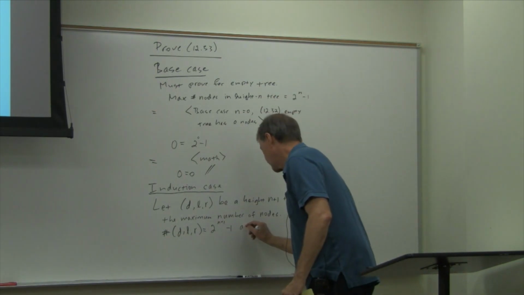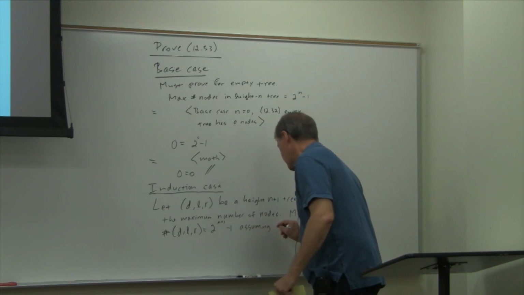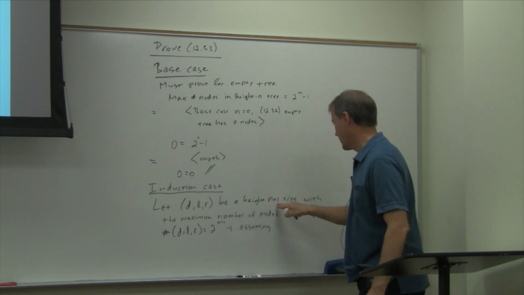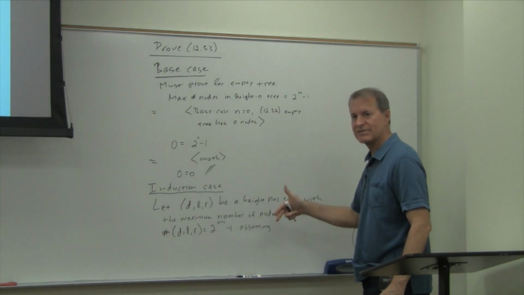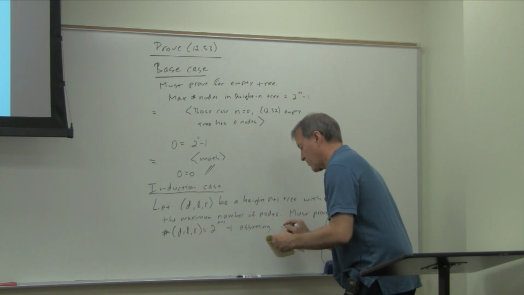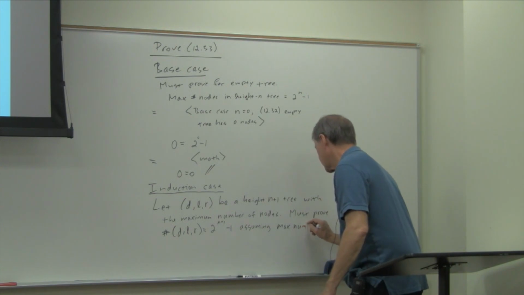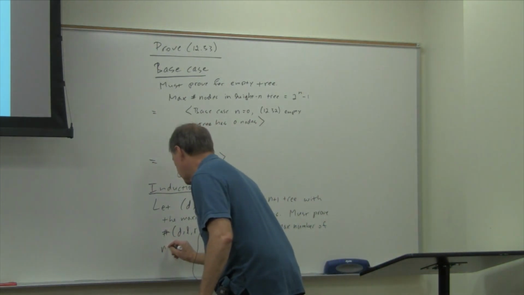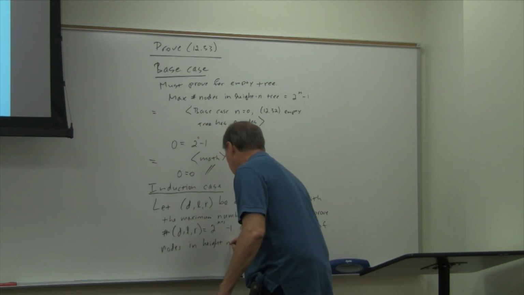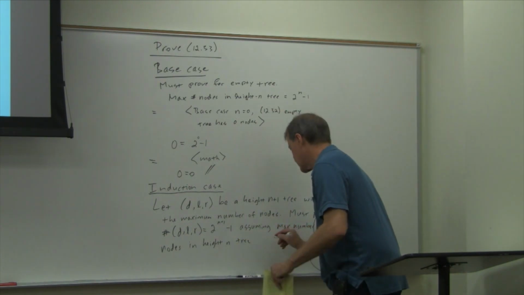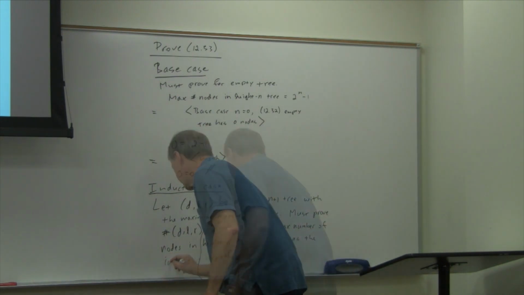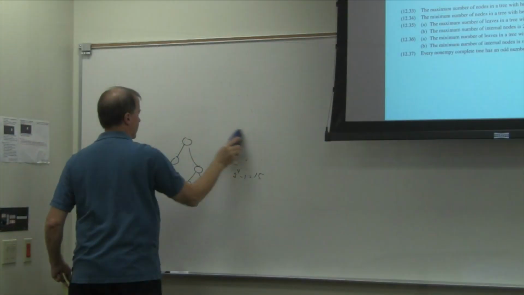Assuming the max number of nodes in a height n tree, not height n plus 1 but height n, is 2 to the n minus 1, as the inductive hypothesis. So we have to write that out. Assuming the maximum number of nodes in a height n tree is 2 to the n minus 1 as the inductive hypothesis is correct. All right?